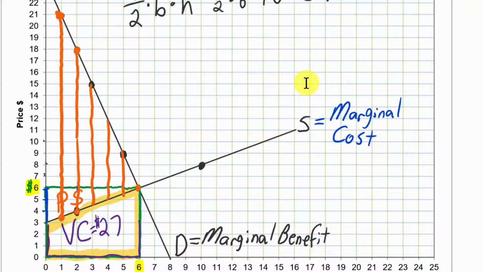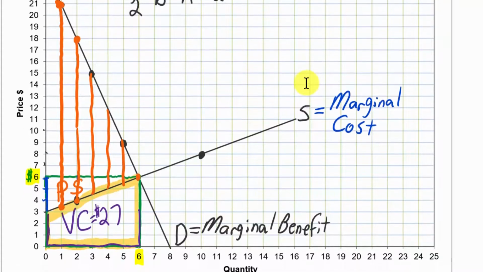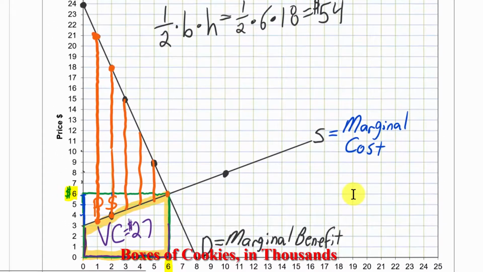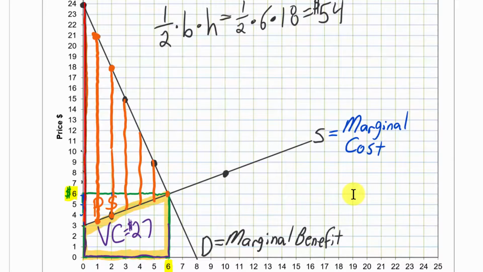But here's the other interesting thing, that it's not just the first, second, third, fourth, fifth, and sixth box of cookies, because most of the time when we're looking at a market, these aren't individual boxes of cookies we're talking about. These might be thousands of boxes or millions of boxes of cookies. So there's also surplus to be had for the first box of cookies, right? Way over here, and the 1,000th box of cookies, and the 1,500th box of cookies, and the 2,358th box of cookies, etc.